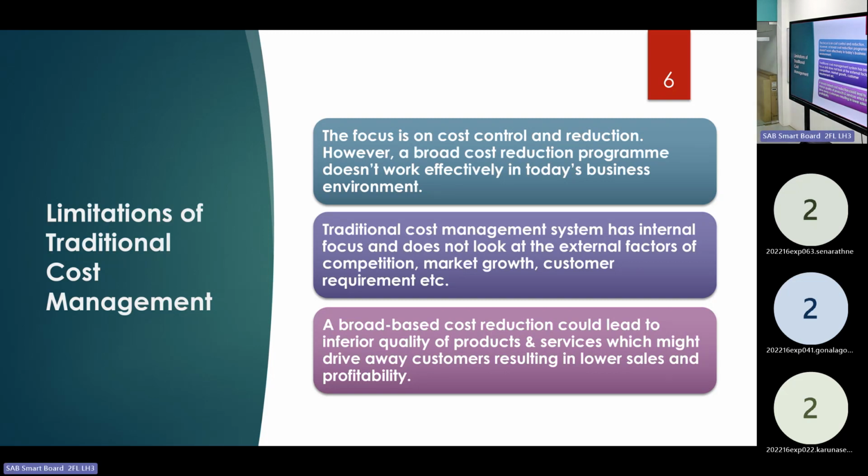The broad cost reduction doesn't work effectively in today's business environment, because now when you are overemphasizing cost control, what would be the adverse consequence of that?